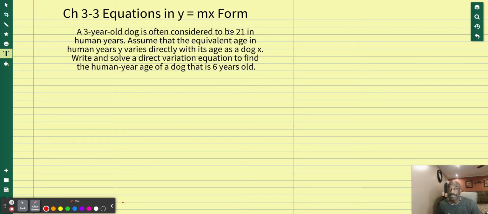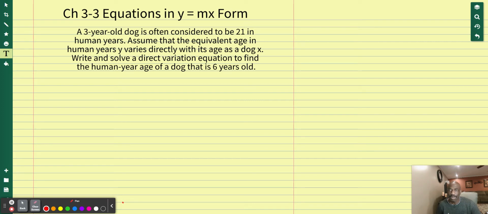The first thing I want you to see is that some of you that have a dog know that if your dog is 3 years old, if you've had it for 3 years, in human years it's really 21. They age so much faster in dog years. That's why dogs don't always live a very long time. But there is an equation that goes along with this fact.